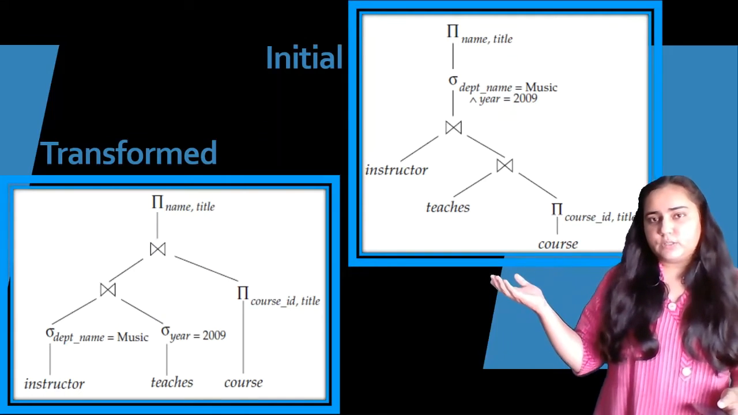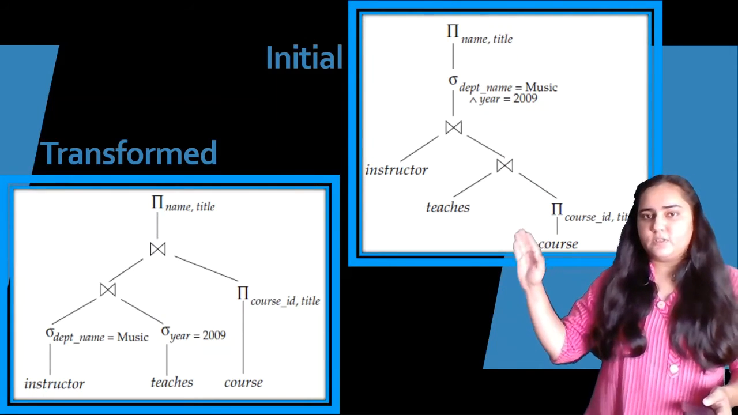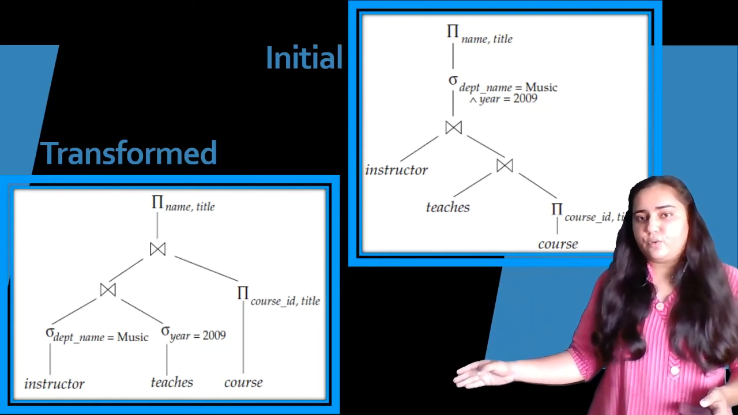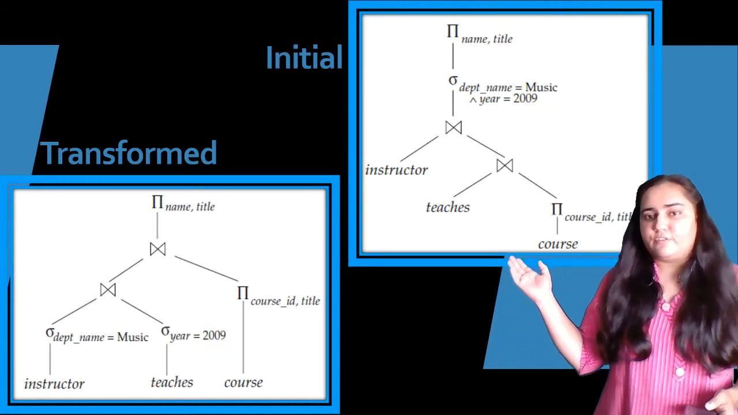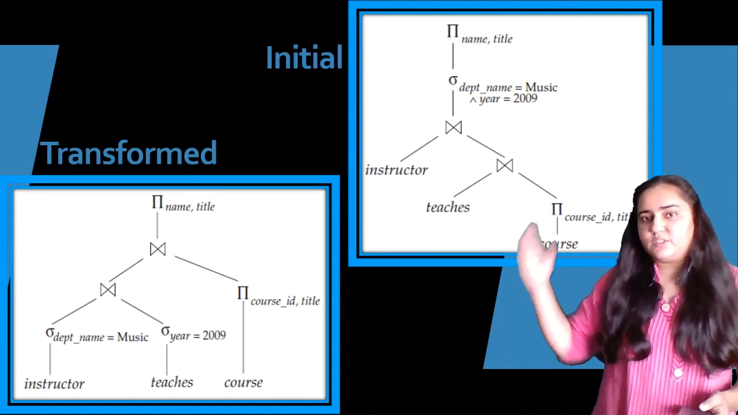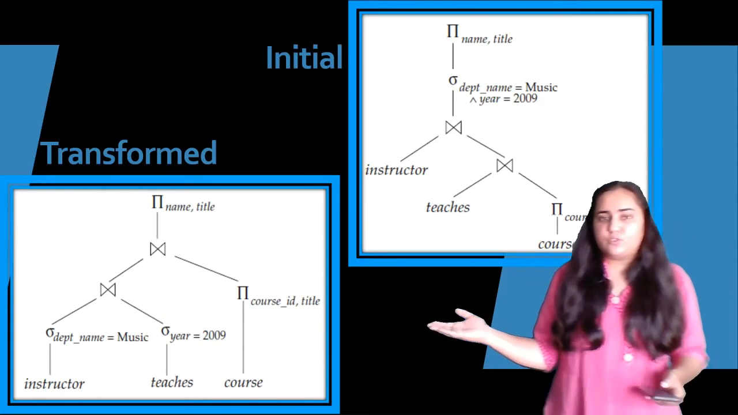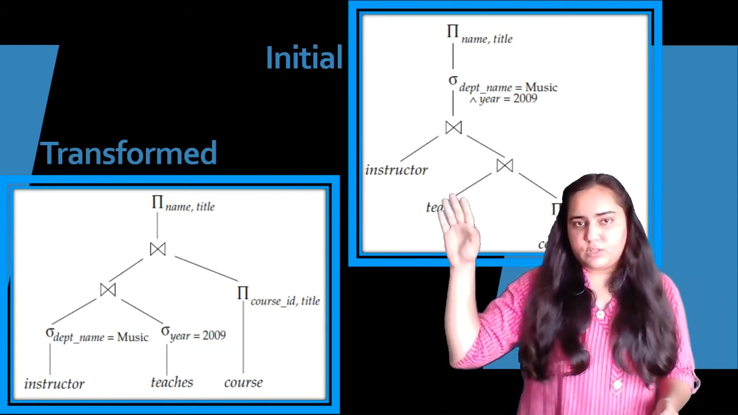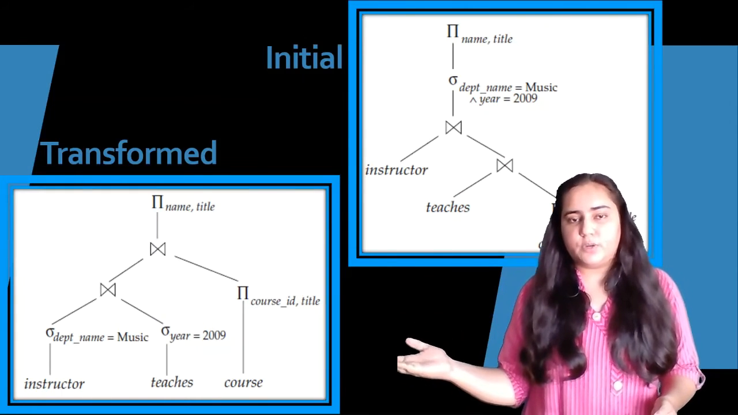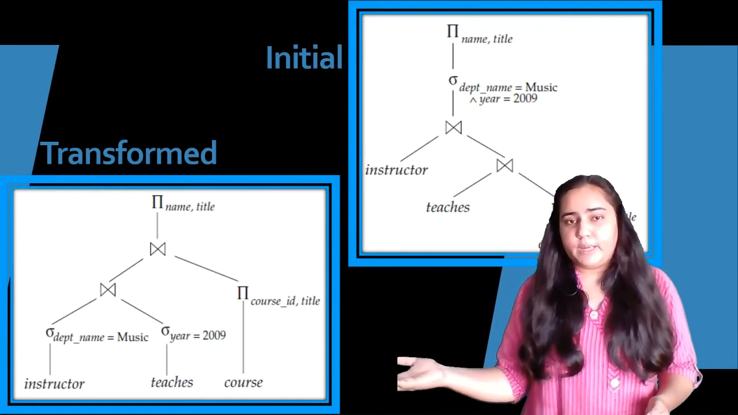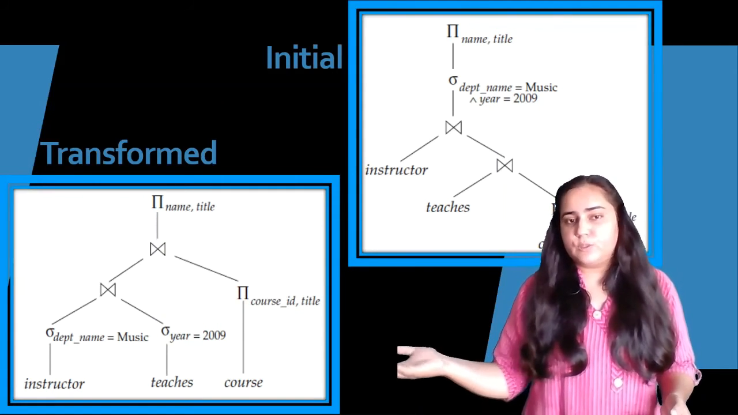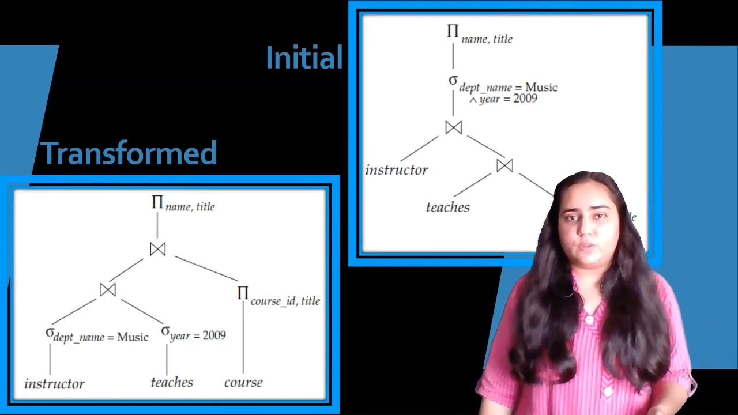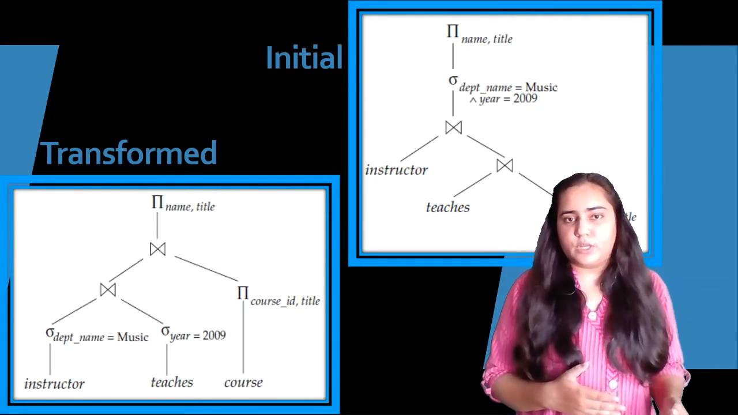So in my initial tree, I have pi, which is one level, sigma level 2, natural join level 3, another natural join level 4. Pi operation is level 5 and course is level 6. So there are 6 levels in my initial tree. In my transformed tree, however, if I count, then the pi root is level 1, then natural join level 2, natural join with pi is level 3, the 2 sigma operations level 4, and all the tables are level 5. So there is one less level in the transformed tree.